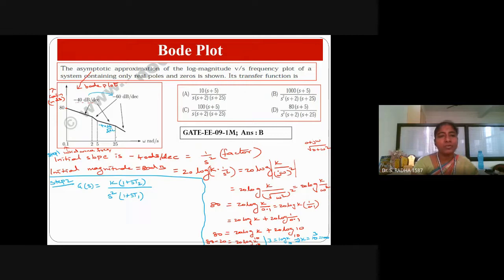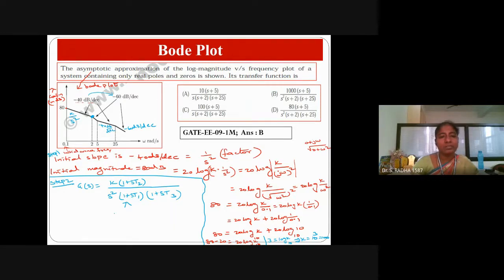After 25 on the x-axis, again the slope is changing to minus 60 dB per decade, which means from minus 40 it is changing to minus 60. So one denominator factor should come, 1 plus st3. Now what is happening here? This initial part is because of k by s square. And this is the corner frequency where the slope is changing from minus 40 to minus 60. And it is by a denominator factor.